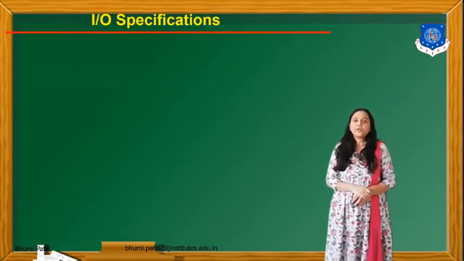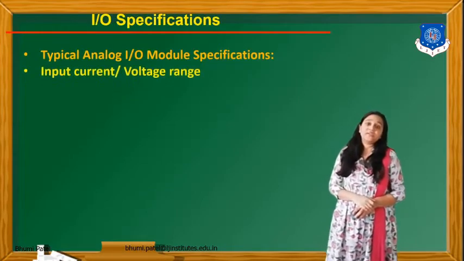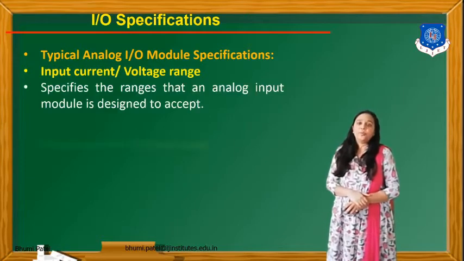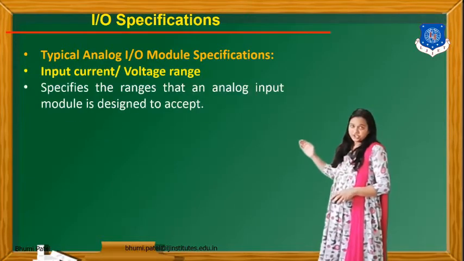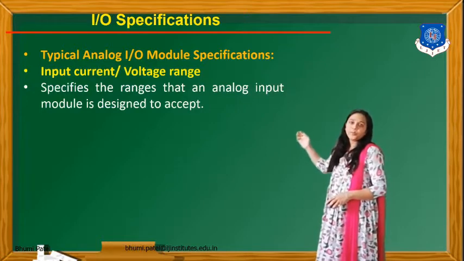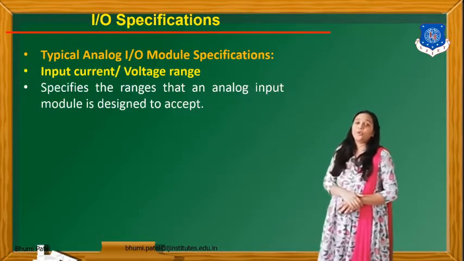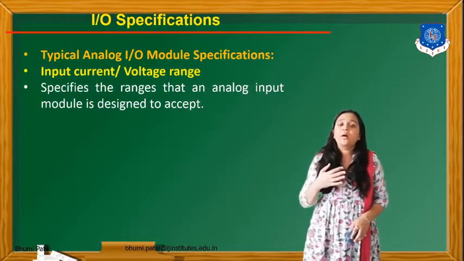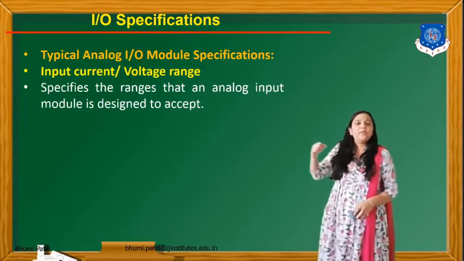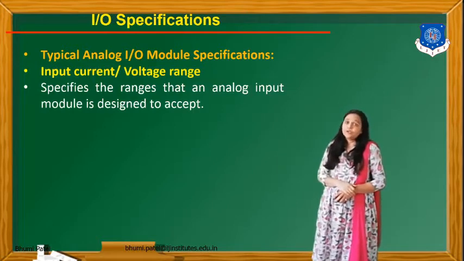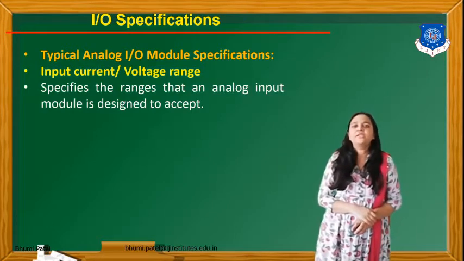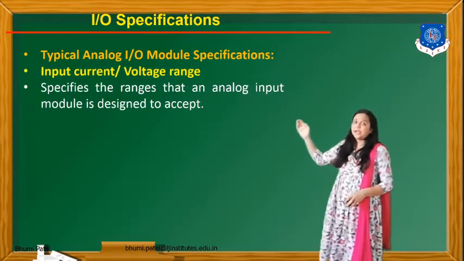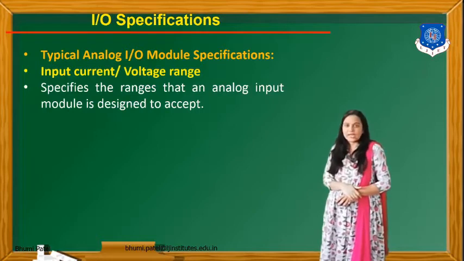Now the next one is the input current or voltage range for the analog I/O module. It specifies the ranges that an analog input module is designed to accept. For example, if the analog module accepts plus or minus 15 volts, and on the input side we connect 5 volts, it is not a proper voltage range for that input module. So it specifies the range that the analog input module is designed to accept.